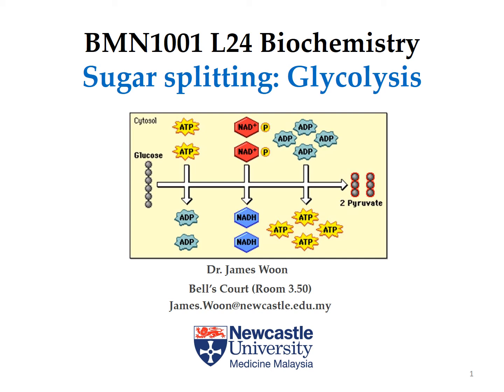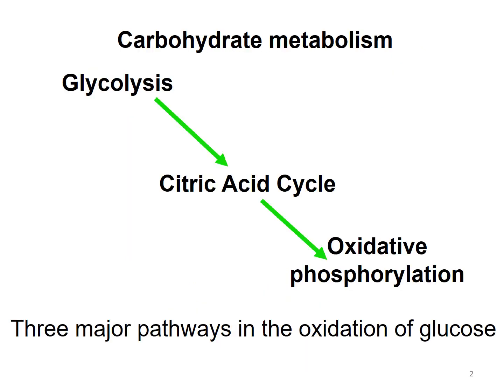Hello everyone. In our previous lecture, we talked about metabolism in general, but in this lecture today, we will look at the process of sugar splitting, which is also known as glycolysis. There are three major pathways to completely oxidize a sugar molecule. So in the first stage, you have glycolysis, or the breaking down of a sugar molecule into smaller units, such as pyruvate and acetyl coenzyme A.